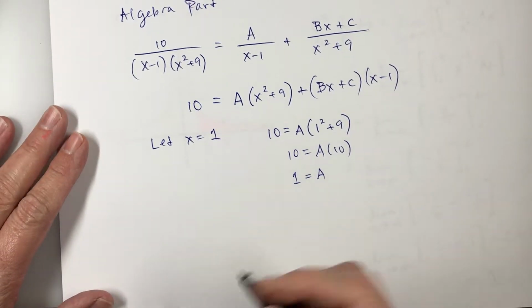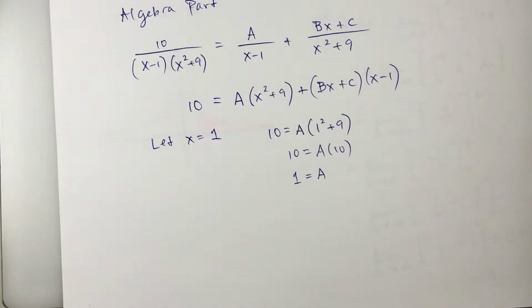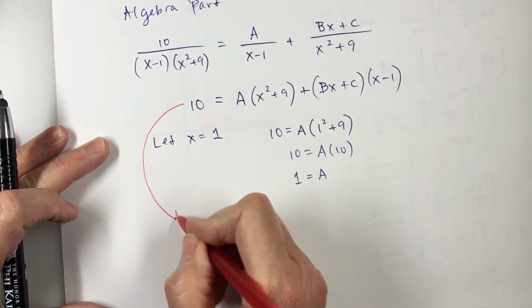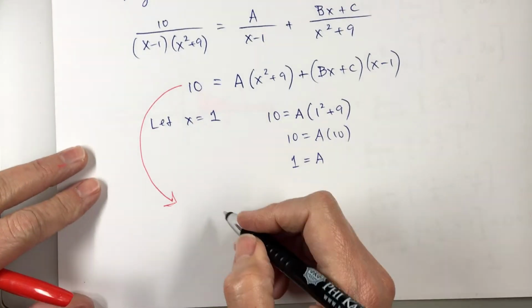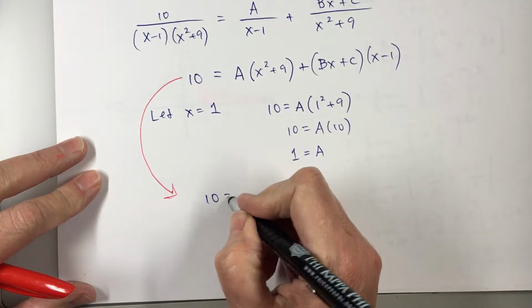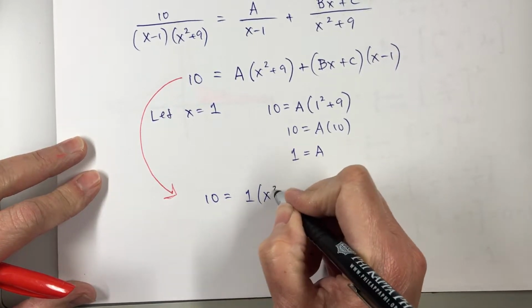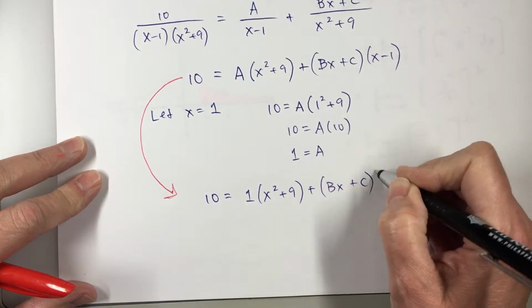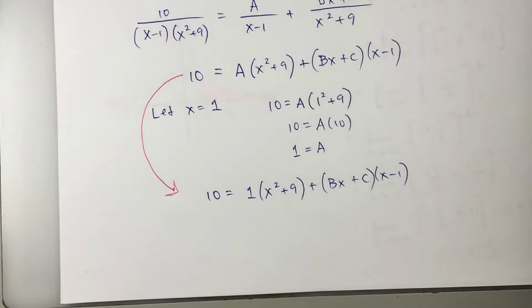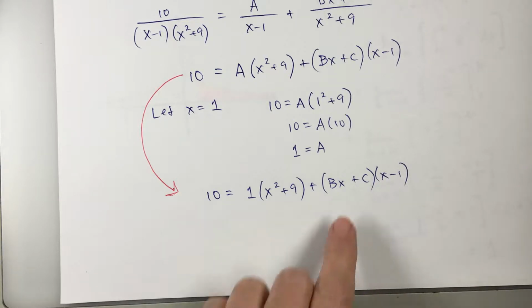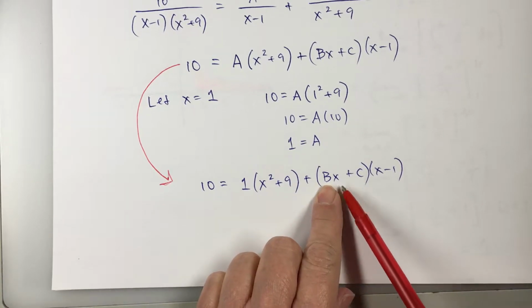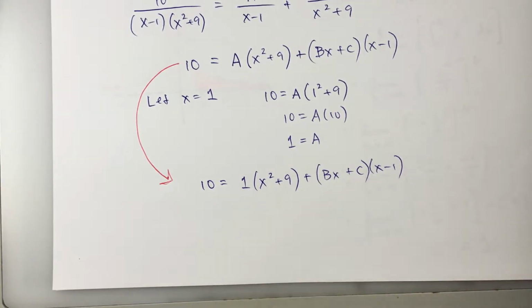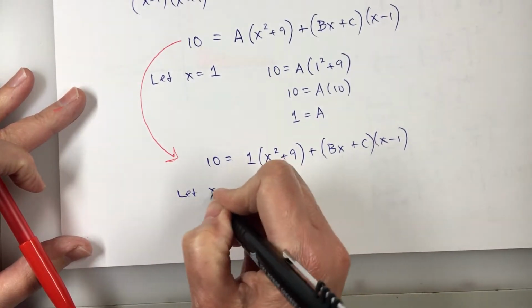All right, so at this point, I'm going to look at this part and say, now I know that A is 1. Let's put that in there. 10 equals 1 times x squared plus 9 plus Bx plus C times x minus 1. Think about a good next step. Sometimes it's one thing, sometimes it's something else. I'm looking at this and I'm thinking, look at that B times x. I can pick x equals 0 next. So let's let x equal 0.